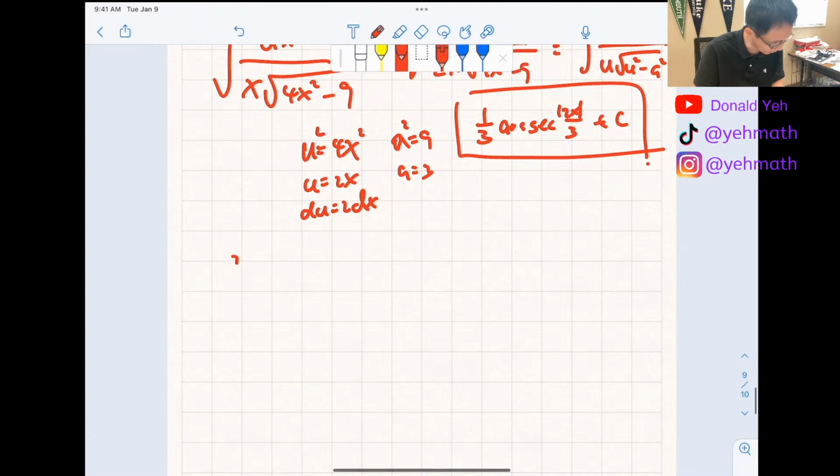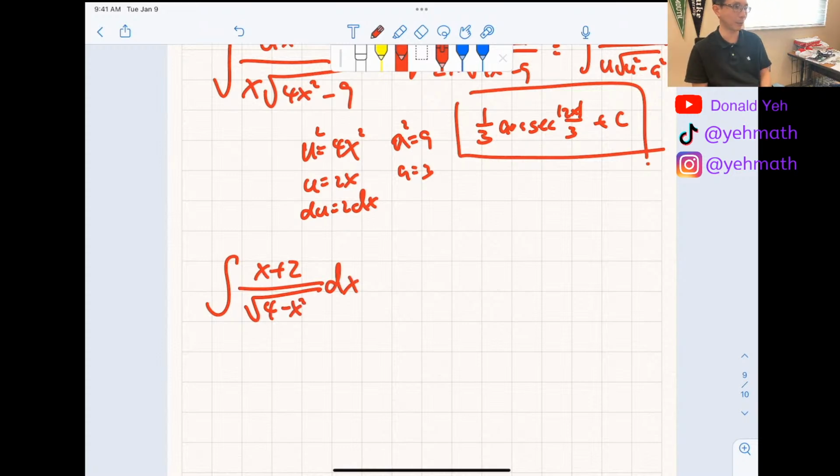Let's talk about this problem. I didn't get a chance to talk about this problem, so I'm going to talk about it now. The integral of 4 minus x squared dx. Now this one is kind of important. How do I take the integral of this? Any suggestions?